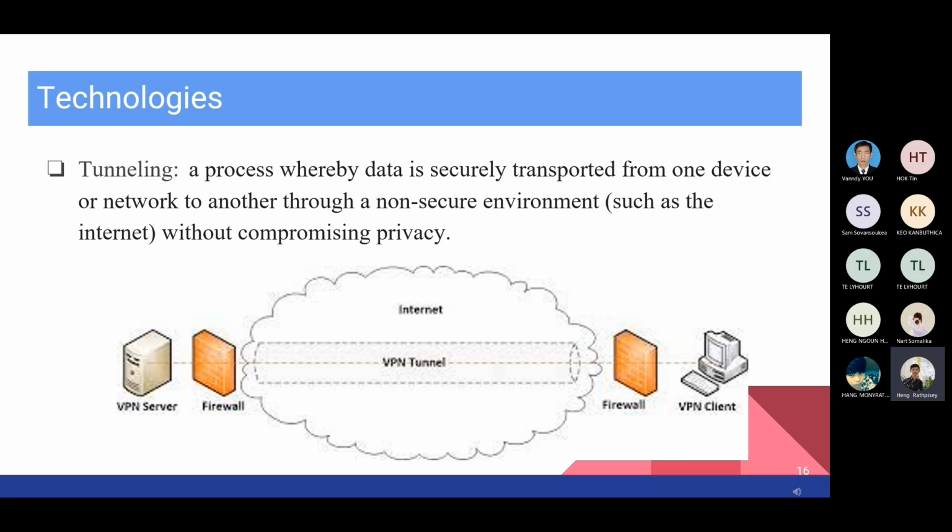The term virtual private network tunneling describes a process whereby data is securely transported from one device or network to another through a non-secure environment, such as the internet, without compromising privacy. Tunneling involves protecting data by repacking it into a different form. As you can see in the picture, this lets the VPN server reach the VPN client through tunneling and keeps the data transmission safe.